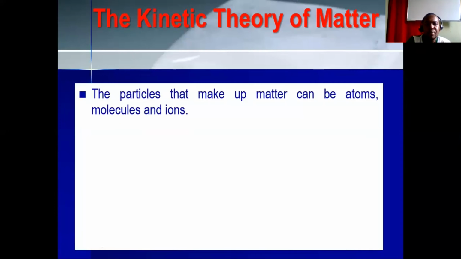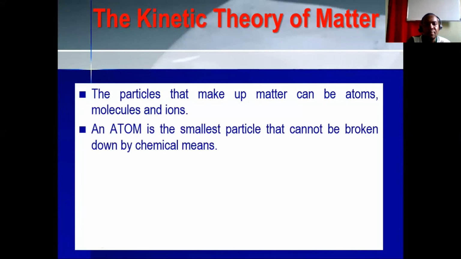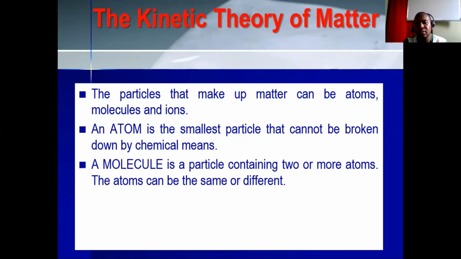All right, particles that make up matter can be atoms, molecules, and ions. We know that. A definition for an atom is the smallest particle that can be broken down by chemical means. So for any chemical changes that happen to an object, the smallest that it can be broken down into is known as the atom.